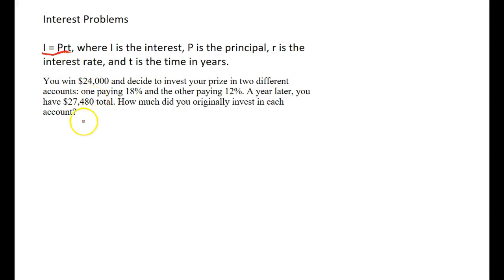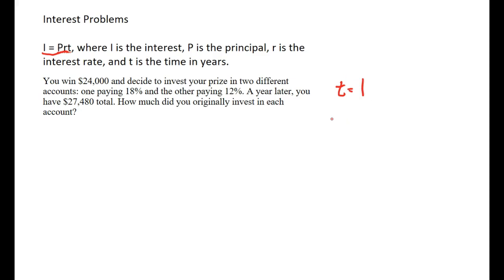So let's say you win $24,000, lucky you. You decide to invest your prize in 2 different accounts, one paying 18% and the other paying 12%. 1 year later, so T equals 1, you have $27,480 total. How much did you originally invest in each account?